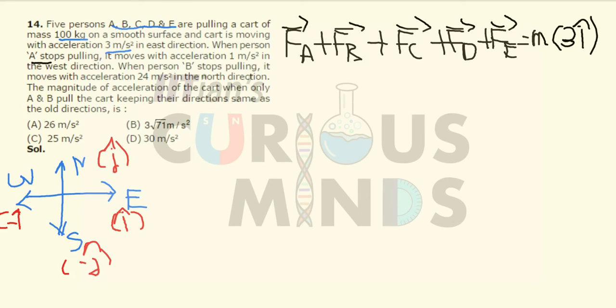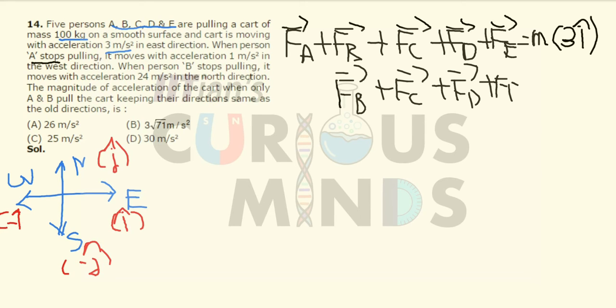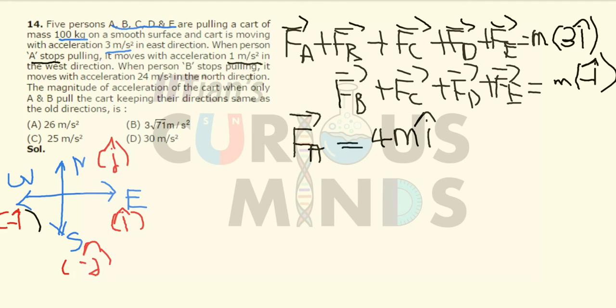When person A stops, it means that FB vector plus FC vector plus FD vector plus FE vector, the rest of them are still pulling. The cart moves with the acceleration of 1 meter per second square in the west direction. The west direction is negative i cap, so it will be equal to negative i cap. When I subtract both of them, FA vector will be equal to 4m into i cap. I subtract both of them, 3 minus of minus 1, which will be equal to 4m i cap. I got the value of FA.